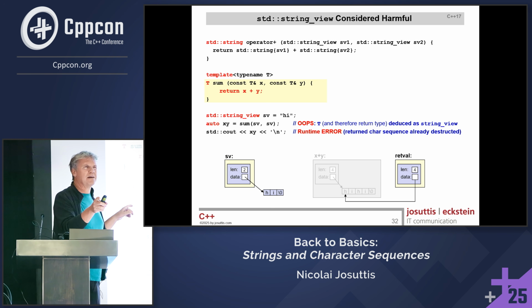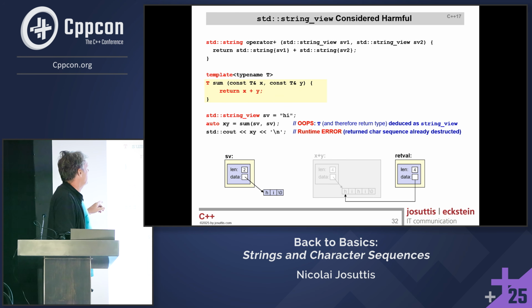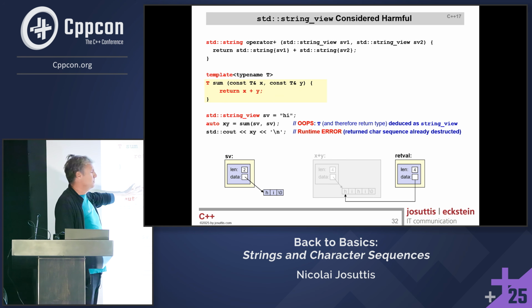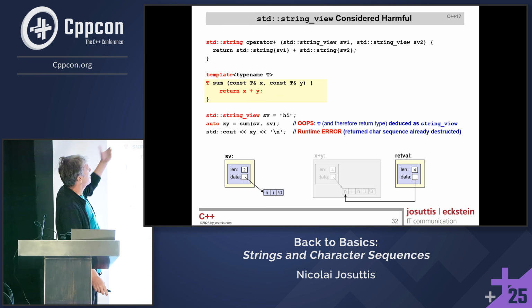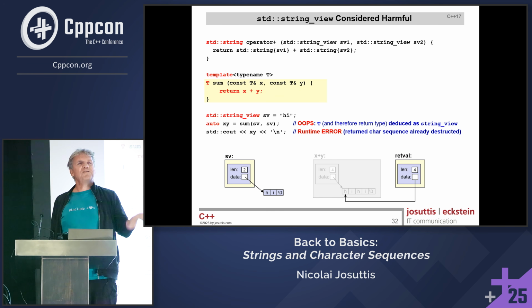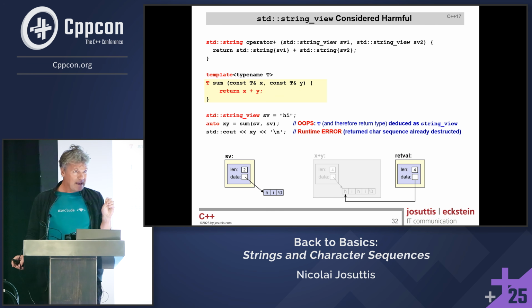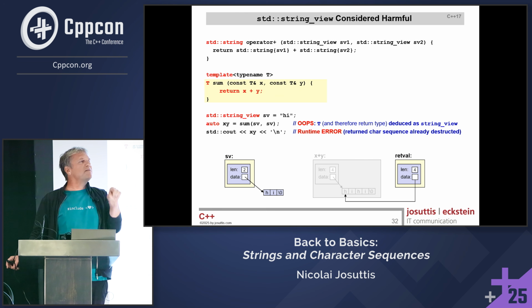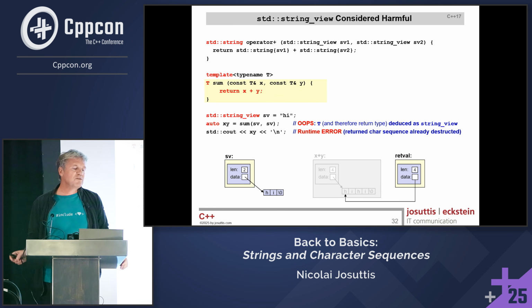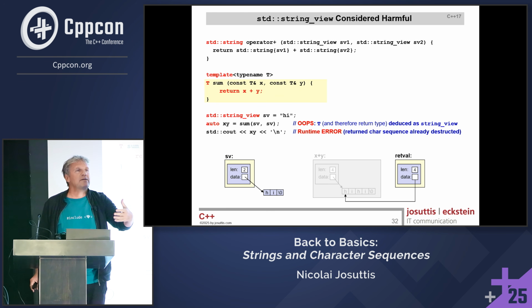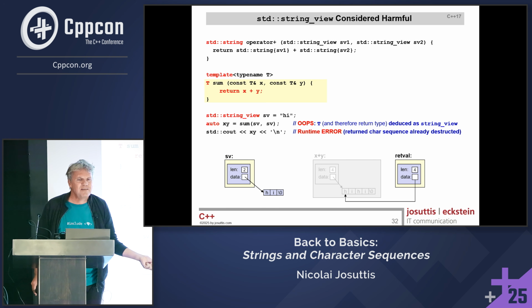Who has made a mistake here, by the way? The person who implemented the application code, the person who implemented the template, the person who implemented the plus operator, or the C++ standard committee, because we have allowed implicit type conversions from string to a string view, which is in some way a violation of good principles. You should never automatically convert to a more dangerous type. But it's so nice to use.